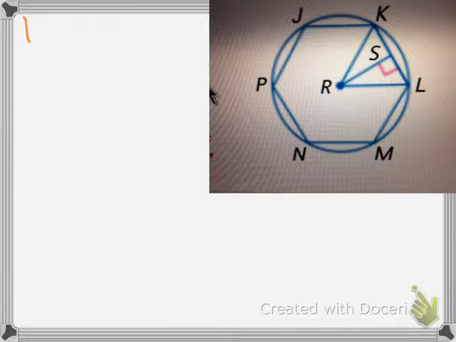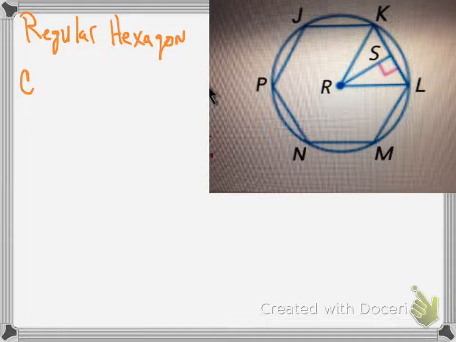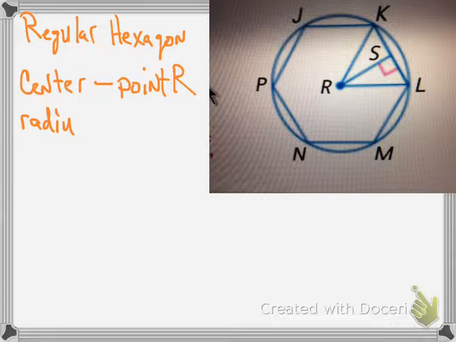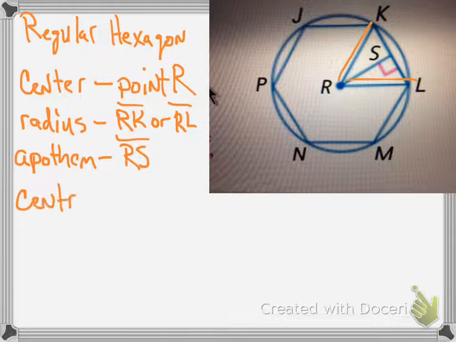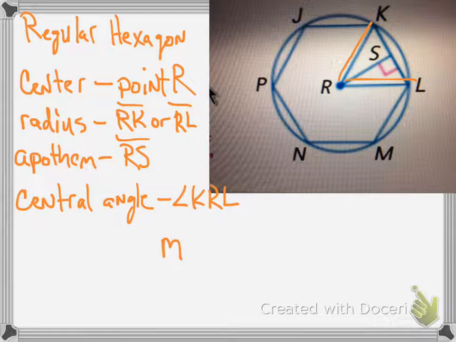So here's an example. You have a regular hexagon, which means it has 6 sides. What's the center? The center is point R. Fairly simple. What's the radius? The radius is either RK or RL, either one of those two lines that goes from the center to a vertex. And then the apothem. The apothem is RS. It goes from the center to that point on the hexagon that makes a 90-degree angle. The central angle would be KRL or LRK.